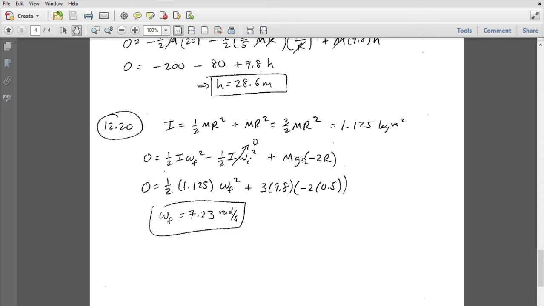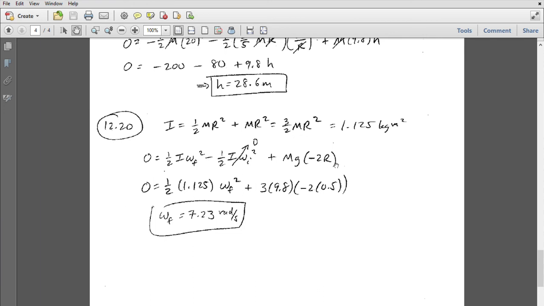Well, let's see. How far does the center of mass move down by? Well, the disk itself, without the extra mass on it, its center of mass doesn't change at all. But the extra mass on the edge, which has mass m, moves down by a distance of 2 radii. So it goes down in y-coordinate by distance 2r.